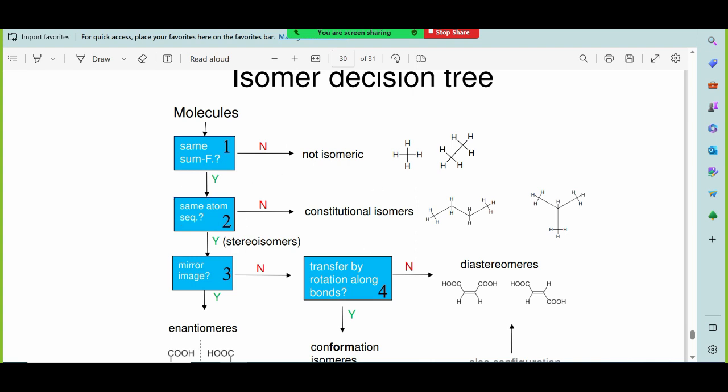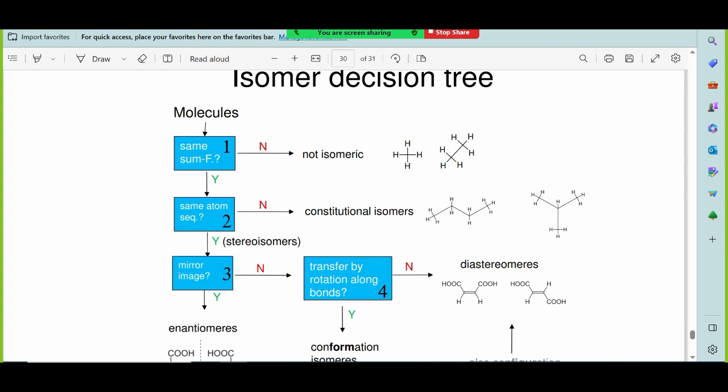Does it have the same atom sequence? If no, like in this case, we have here propane and then something connected to a methyl group, and here we have the main chain as a butane, so it's just a constitutional isomer. So the only similar thing is the number of total elements and total atoms, but the groups are completely different.